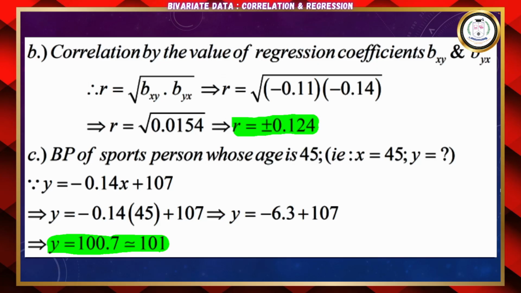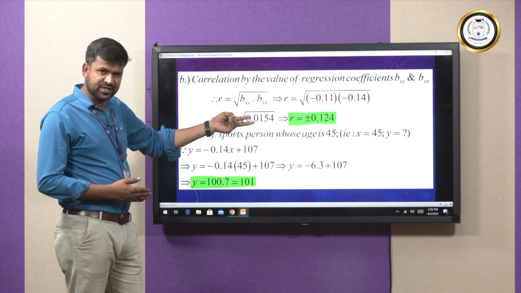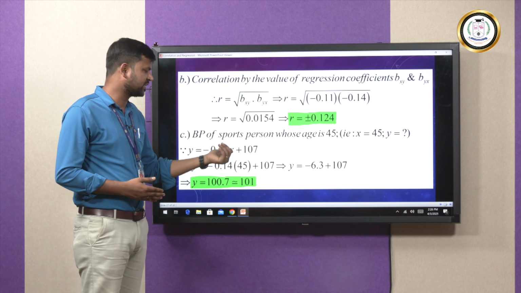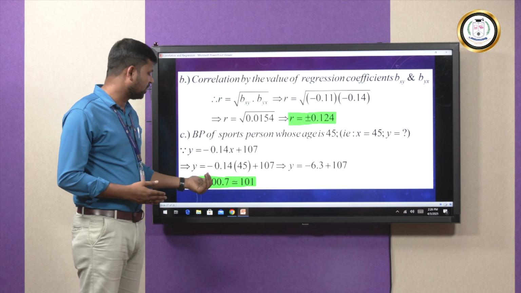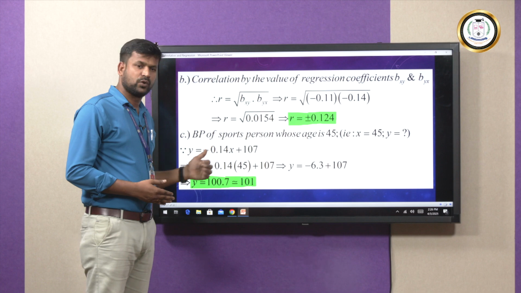The last one, here we are going to find the dependent blood pressure using the x value. So to find y, we have two equations. We just take the y equation, y equal to minus 0.14 x plus 107. Substitute the x value so that we can find y equal to 100.7, or as a rounded figure, 101.